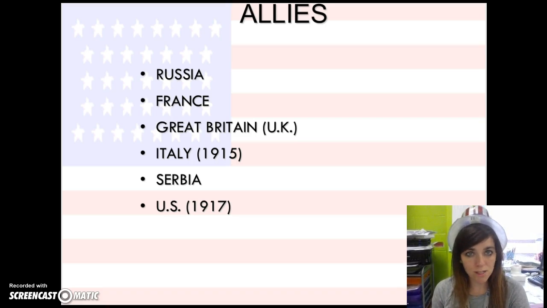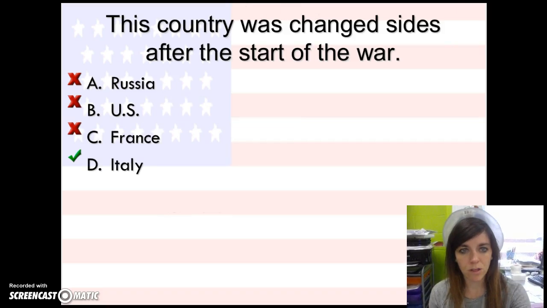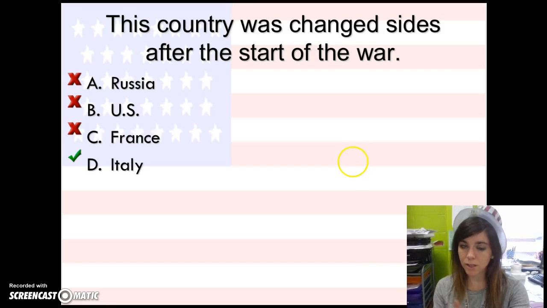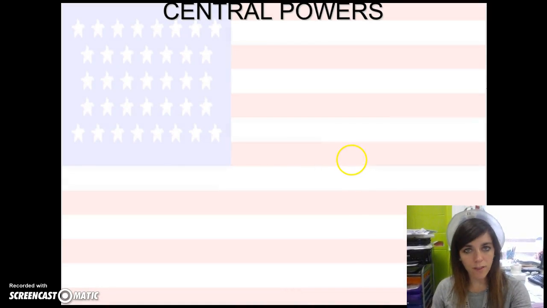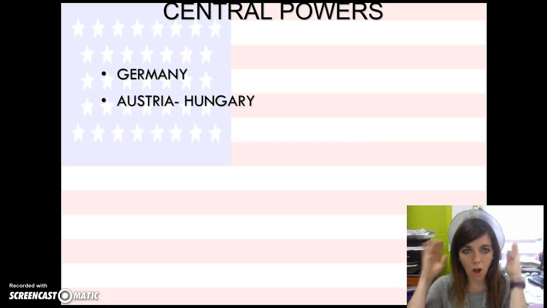You'll look at these countries and see that they are very familiar if you've learned about World War II. In World War I and World War II, a lot of the countries were on the same side, except Italy will be part of, we call them the flip-flop, they will be on the side of the Central Powers in World War II. So what countries changed sides after the war? We already said it was Italy.